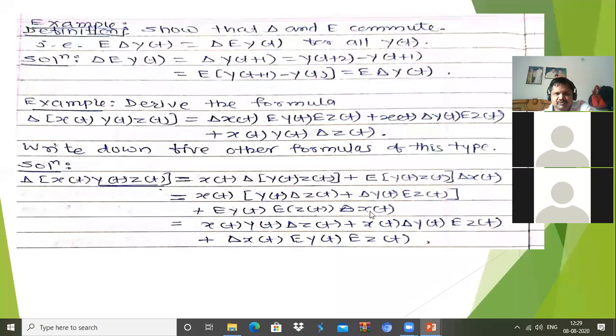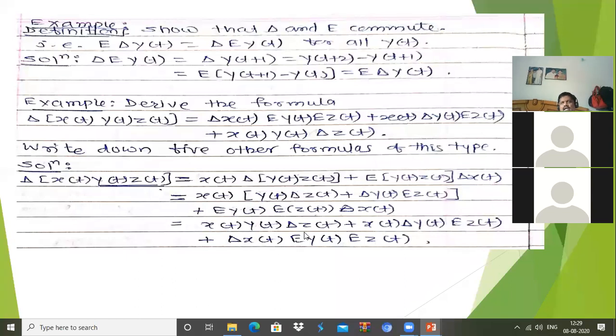So what we proved here? First function as it is, xt as it is, into yt as it is, into delta zt, which is this third, plus xt into delta yt into Ezt, which is this second term, and plus delta xt into Eyt into Ezt, this is your first term. So this is the formula for which we proved it. Delta of xt, yt, zt, we proved this.